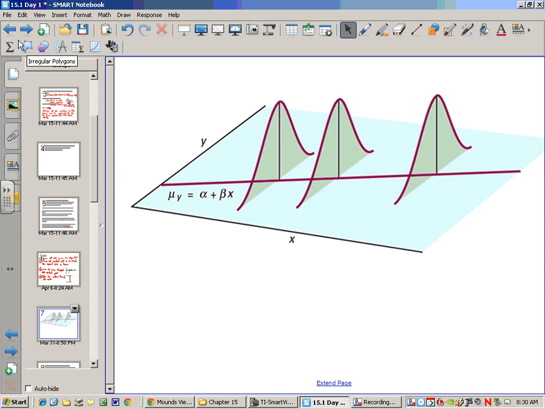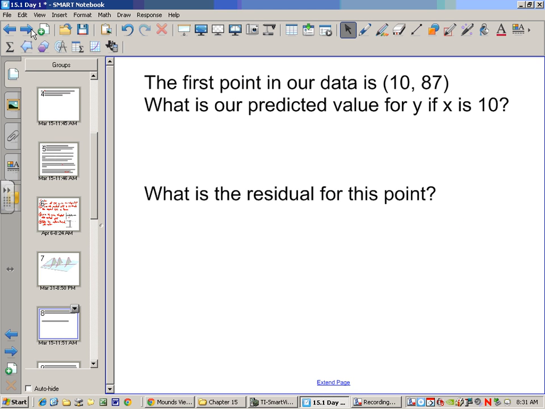All right, so here's a good visual on how to think about this. If we have an x and a y and we have our line, each point has its own normal curve. Some values could be above, some values could be below, but most of the values are right near the line. And this true line is alpha plus beta x, where alpha is the true y-intercept and beta is the true slope. Now our first point in the data was 10, 87. What is our predicted value for y if x is 10?